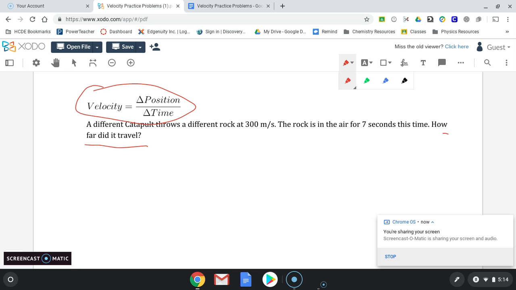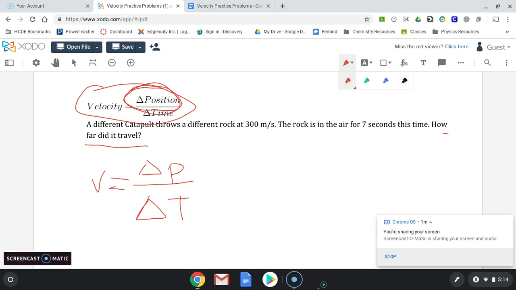Velocity equals change in position divided by the change in time. Except now we're not solving for velocity, we're solving for position, or for the change in position. And in order to do that, we need to get position by itself. So our little shorthand for our equation is V equals delta P divided by delta T. And we want to get delta P by itself.